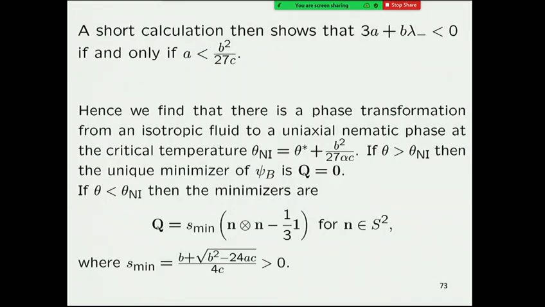For this model, we see that just looking at the bulk energy, it predicts a phase transformation from an isotropic fluid to a uniaxial nematic phase at a particular critical temperature given to you by the constants in the energy form. And then if the temperature is less than that critical temperature, then this is the uniaxial form, and you're given what the order parameter is in terms of A, B, and C.